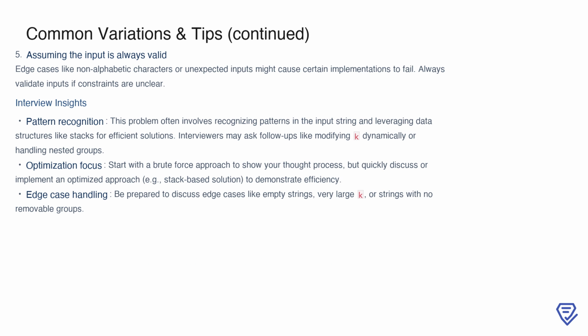Now, let's consider other potential issues and insights. One mistake is assuming the input is always valid. While this problem typically deals with alphabetic characters, you may encounter unexpected inputs or non-alphabetic characters, especially if constraints aren't clear. Validating inputs can help prevent failures in such cases. From an interview perspective, this problem is often used to test your ability to recognize patterns in the input and apply efficient data structures like stacks. Interviewers might challenge you with variations, such as dynamically changing the value of k or handling nested groups.